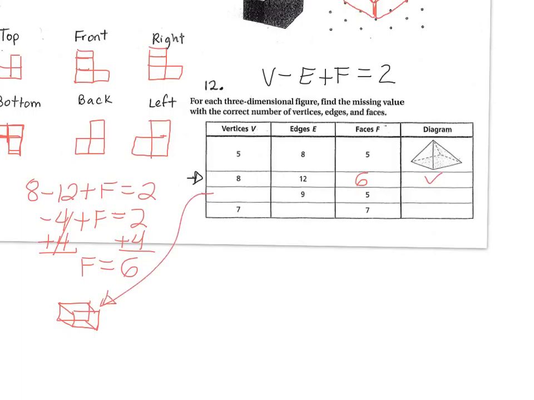So it could be a rectangular prism. Could it be a cube? It could also be a cube, right? So it's a quadrilateral prism, I guess, yes. Okay, so that was this one.